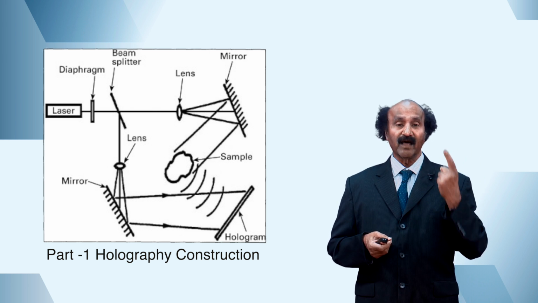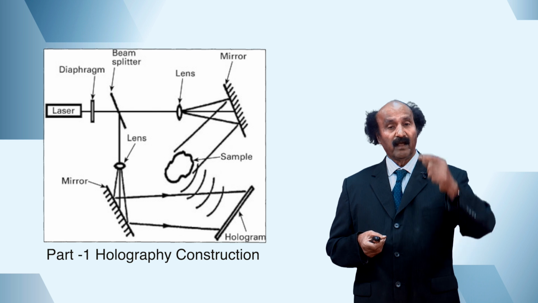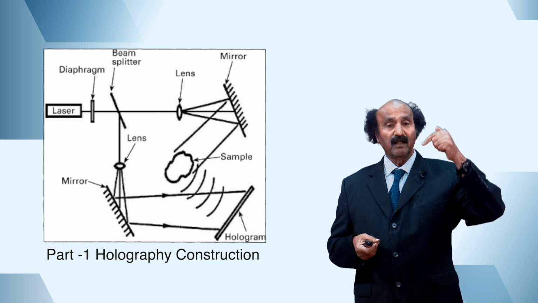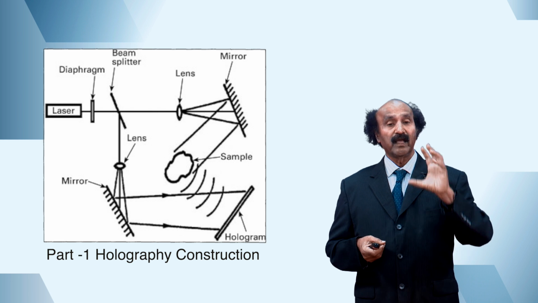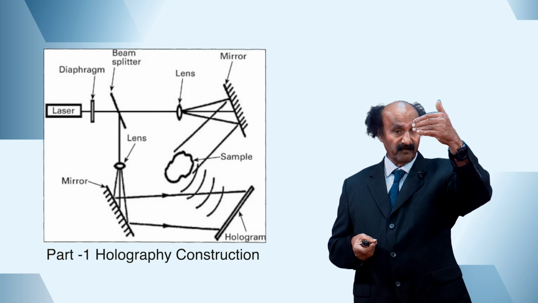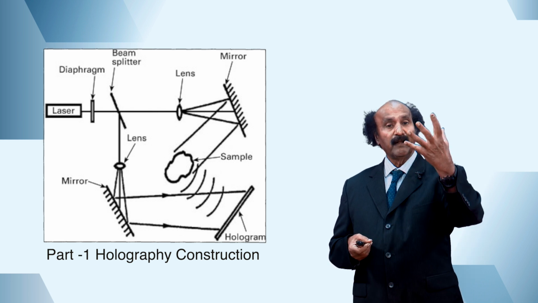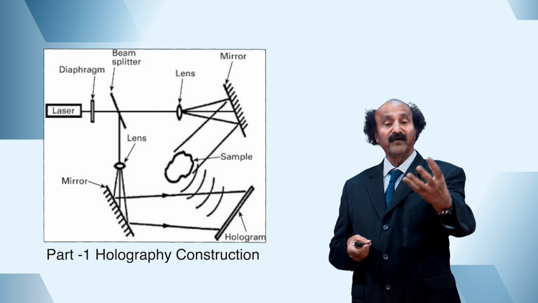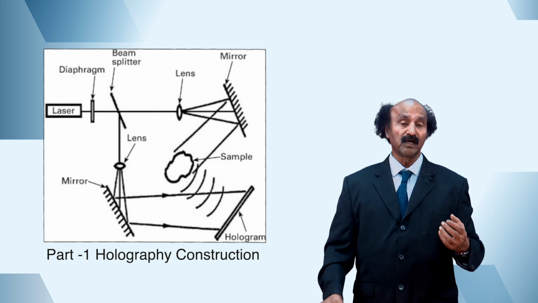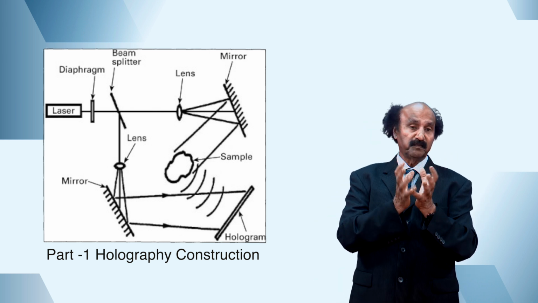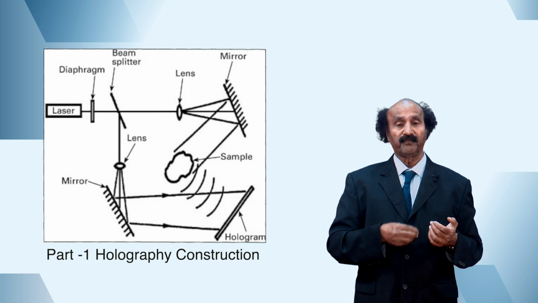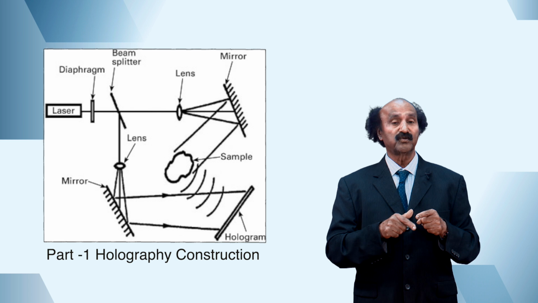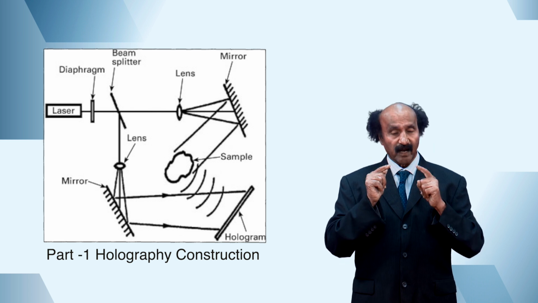Since you do not have the lens between the object and the holographic plate, what is happening is every part of the holographic plate is getting the information about every part of the object beam. That means the whole object has been preserved in every part of the holographic plate. This is not true in regular photography.